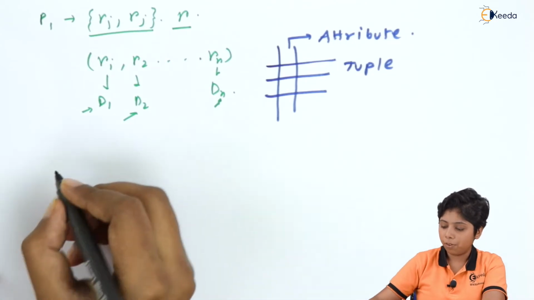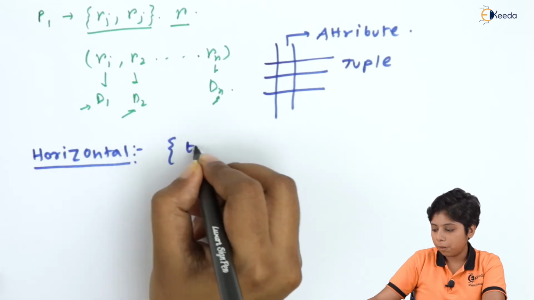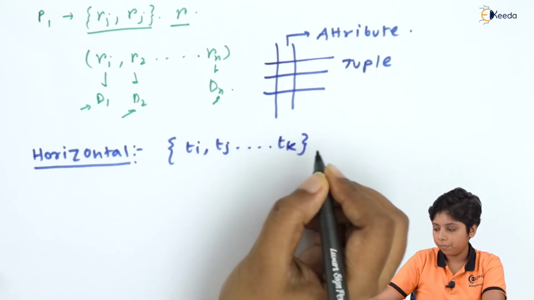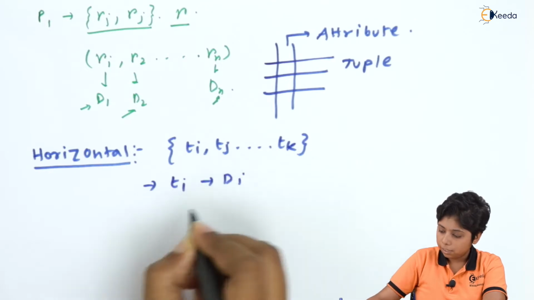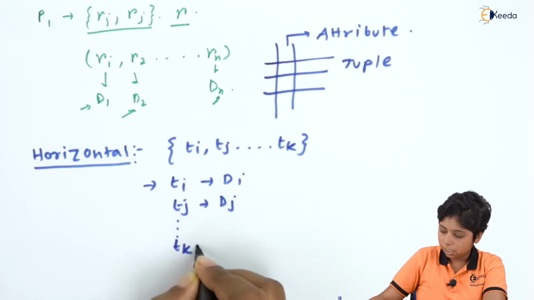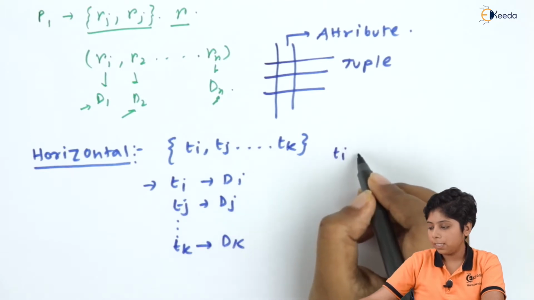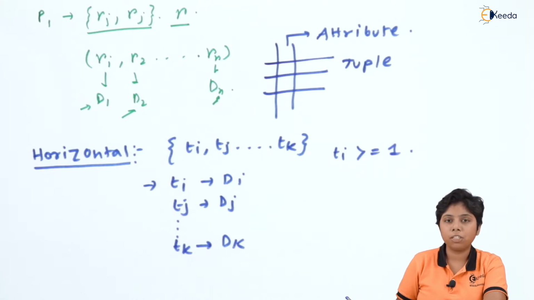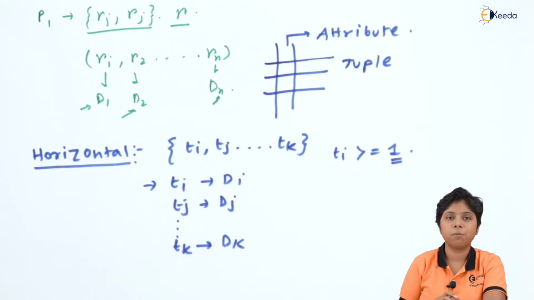So for tuple-wise or horizontal fragmentation, say there is a set of tuples Ti, Tj to Tk. Now we can store them as Ti to Di, Tj to Dj, Tk to Dk, where each of these is greater than or equal to 1. That means the tuples belonging to a disk should be a minimum of 1 and can be greater than 1 based on some predicates.